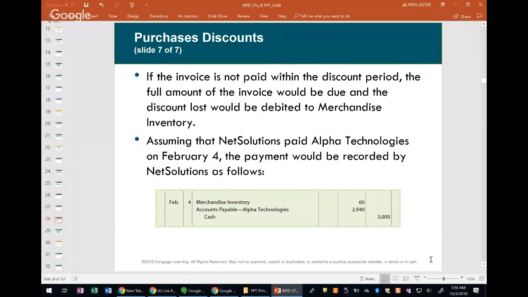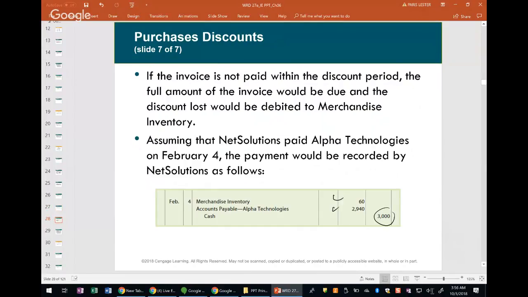Here you buy merchandise. Credit cash for $3,000. You debit merchandise inventory for $60. That's a discount. This is one way of doing it. And you take accounts payable, $29.40. But we'll look at those comparisons also.